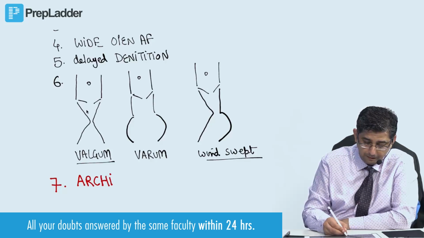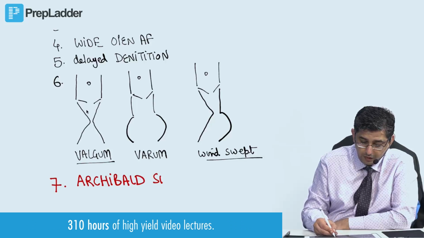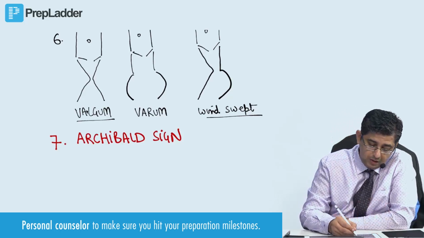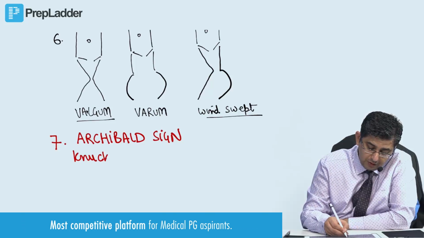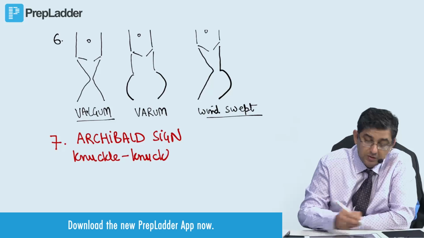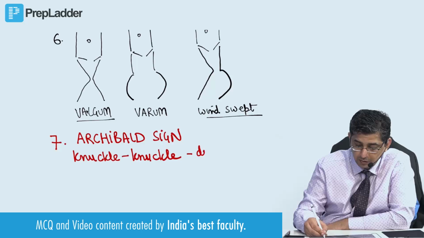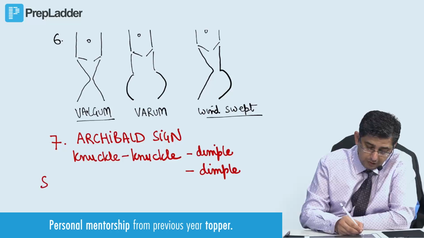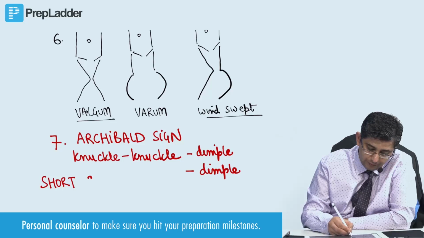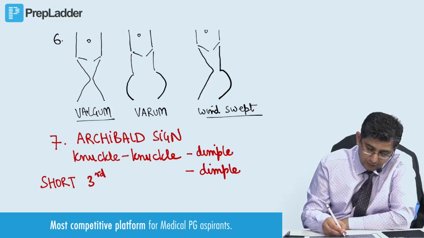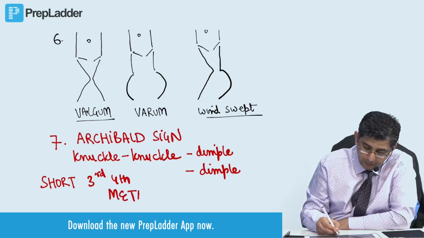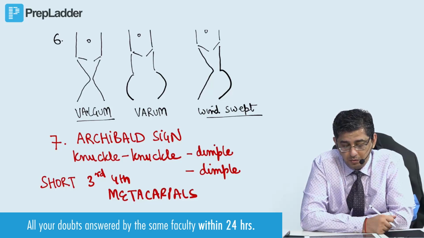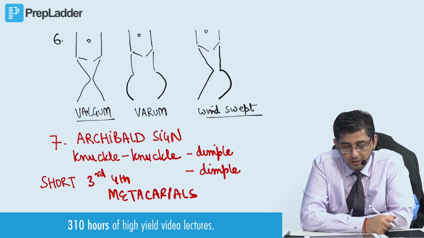I'll repeat the data again. One of the clinical features encountered in patients who have rickets-like illness due to PTH deficiency is known as Archibald sign. In Archibald sign, when you make a fist in the hand of the child, you will be able to feel the initial 2 knuckles, but you will not be able to feel the subsequent 2 knuckles because the metacarpal bones are shorter. There is a short third and fourth metacarpal bone. So the manifestation that we just discussed, short third and fourth metacarpals, is known as Archibald sign, or knuckle-dimple sign.